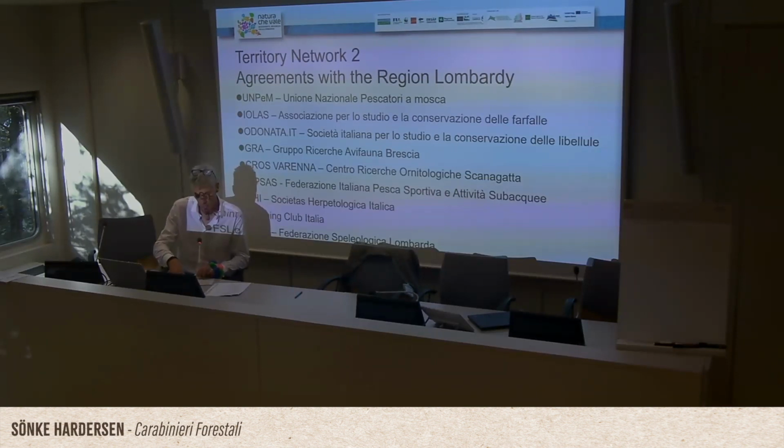Then Territory Network 2, the name of this slide: agreements with the Lombardy region. There are some associations and societies that have signed an agreement with the Lombardy region to share their data. These societies are already working in Lombardy. They can also be national or regional associations working in Lombardy. The first one is UNPEM, the National Fishermen Union.